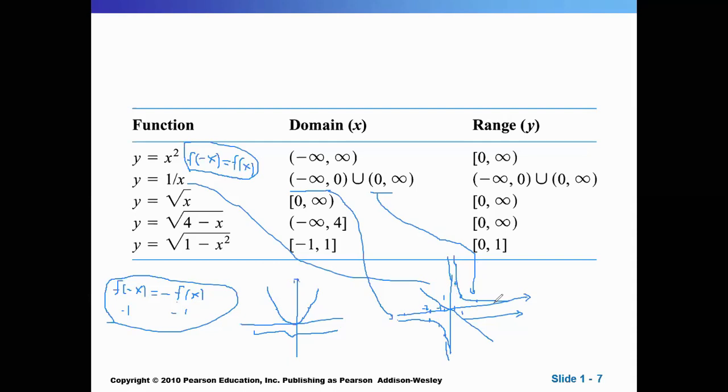So it's symmetric to the origin. Yes, it's symmetric because it's odd. Every odd function is symmetric about the origin. Every even function is symmetric about the y-axis. This is an even function. It's symmetric about the y-axis. This is the y-axis. This is the function y equal to x squared.